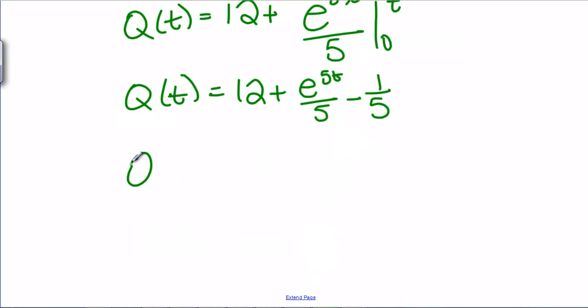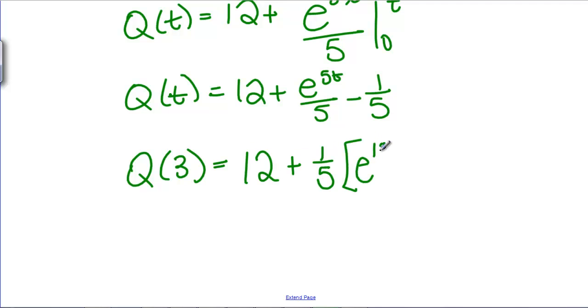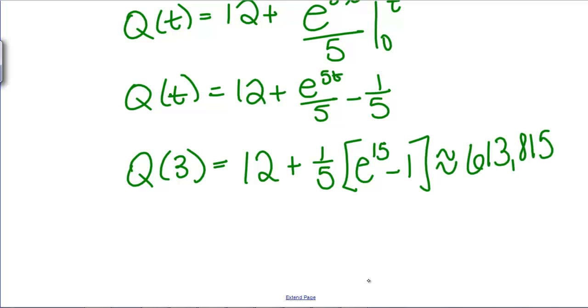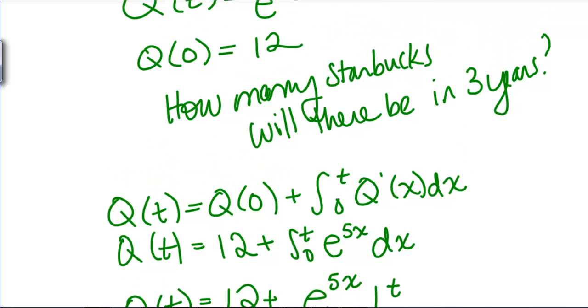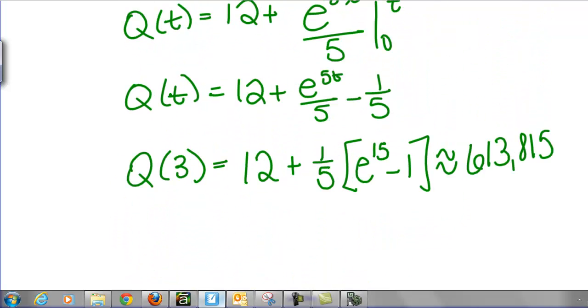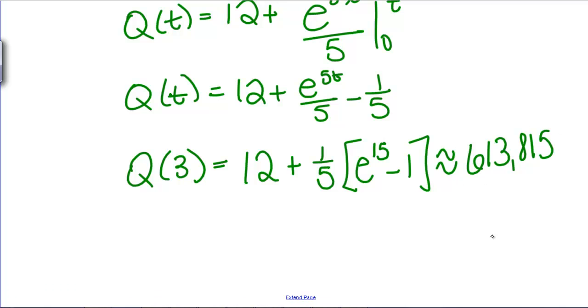This means that the quantity of Starbucks 3 years from now would be 12 plus 1/5 times e to the 15th minus 1, which is approximately 613,815. That's a lot of Starbucks. So let's hope that the rate of growth of Starbucks is not really e to the 5t. Or maybe if this is the current rate of growth of some kind of bacteria or something that we don't want, and we can see that 3 years from now we would have this many of them, maybe we want to take action now to decrease the rate of growth so that this doesn't happen.